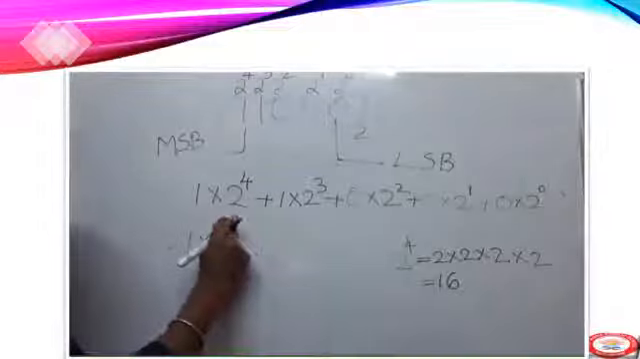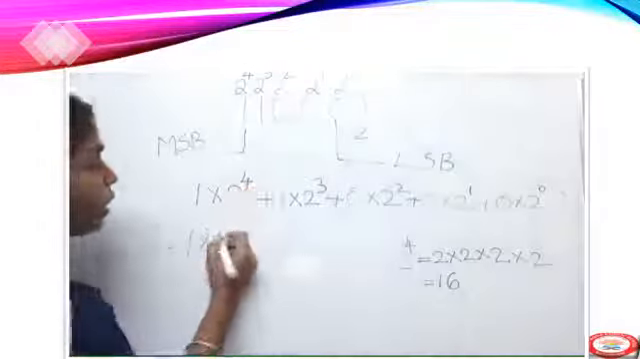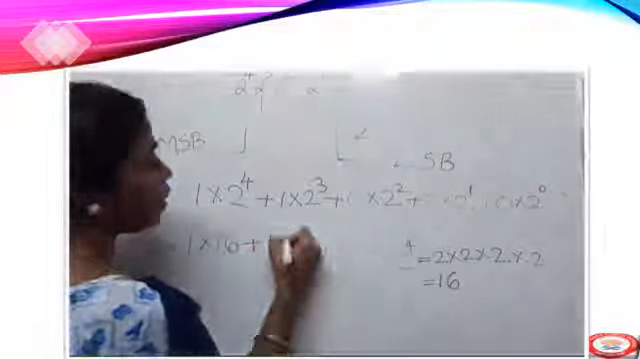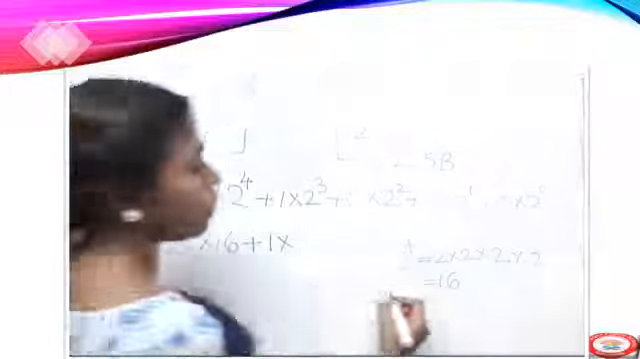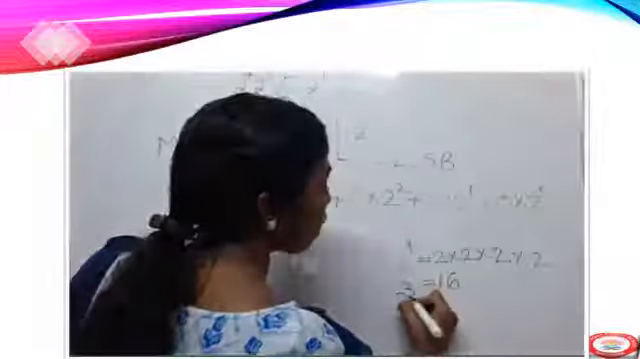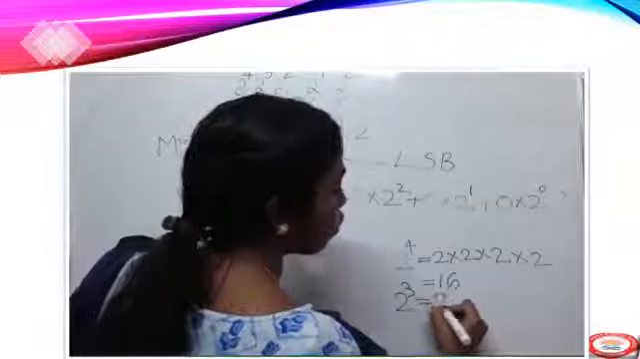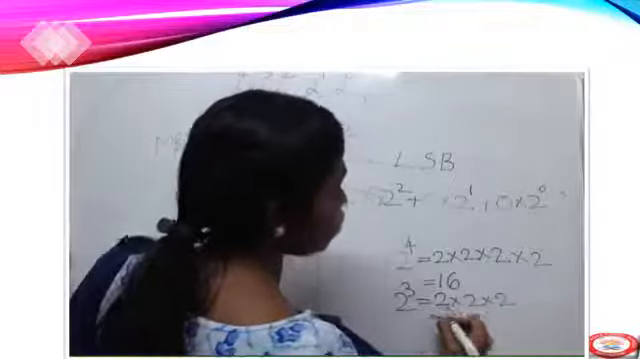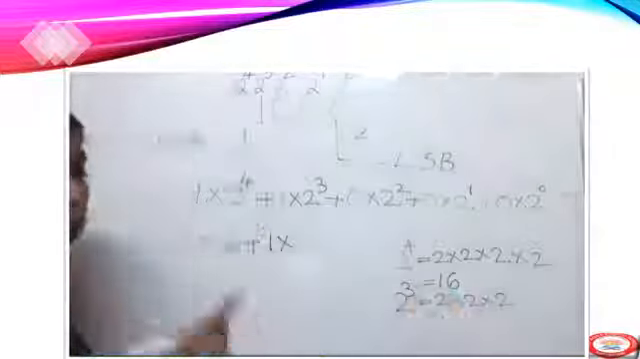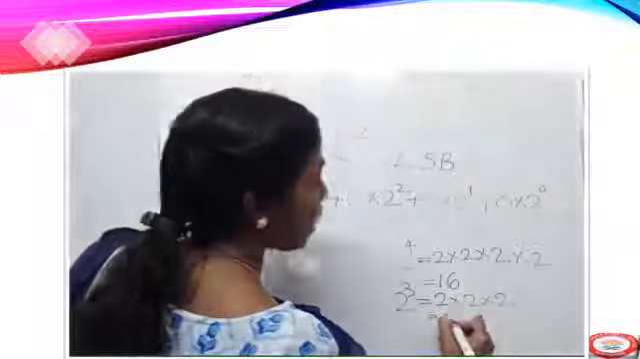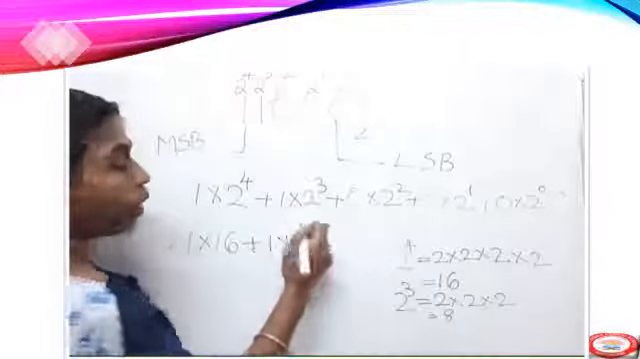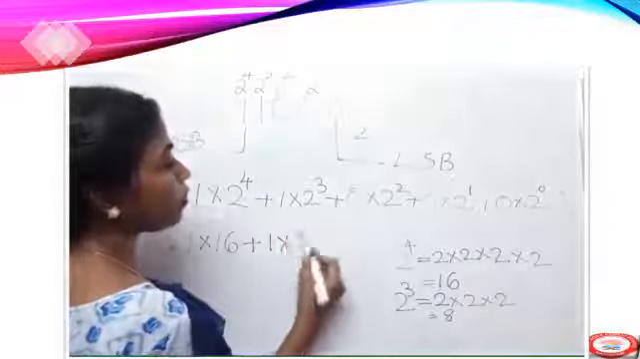So instead of writing 2 to the power of 4, you can write 16, plus 1 into 2 to the power of 3. What is the answer of 2 to the power of 3? That is equal to 2 into 2 into 2. That is equal to 2 into 2 is equal to 4, 4 into 2 is equal to 8. So instead of writing 2 to the power of 3, you can write 8.